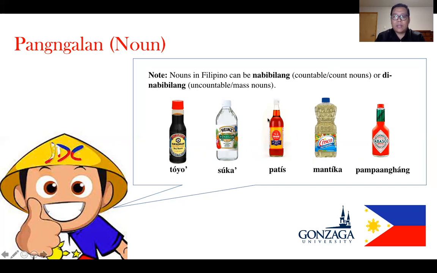And then we have fish sauce. We call this patis, patis. Okay. Cooking oil, we call it mantika, mantika. And then we also have hot sauce or chili sauce or pepper sauce. We call this pampaanghang, because anghang is spicy in Filipino. Okay, pampaanghang.